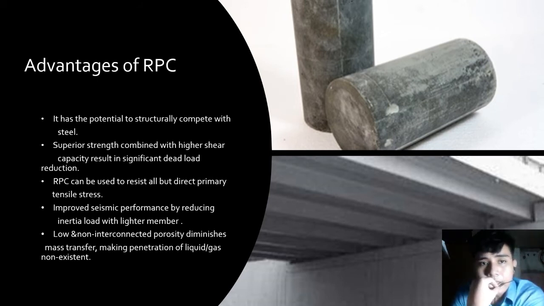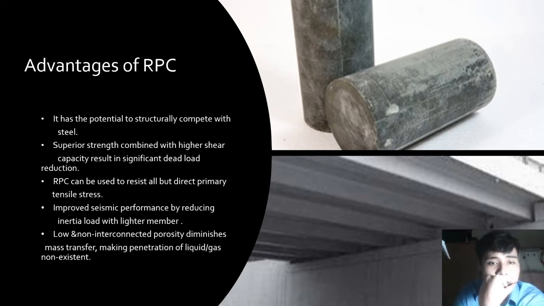First, the first advantage of RPC: it has the potential to structurally compete with steel. The usage of steel, it may be lightweight, but its compressive strength and its flexural strength are not comparable to compete with RPC. It has a superior strength combined with higher shear capacity resulting in significant load reduction. It is the second lightest kind of material to build an infrastructure or a bridge.